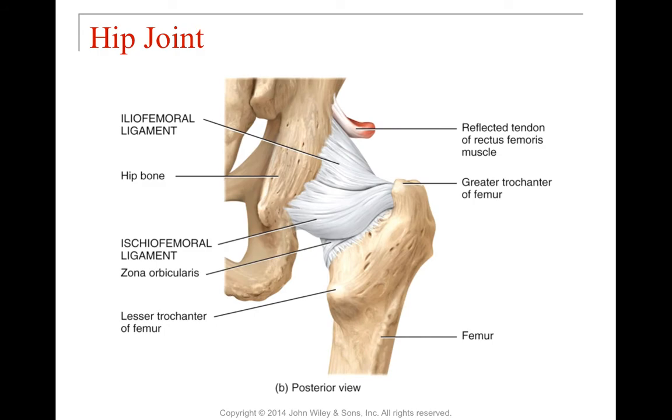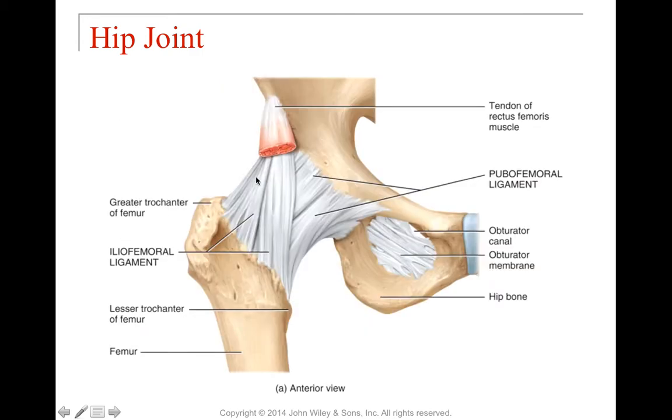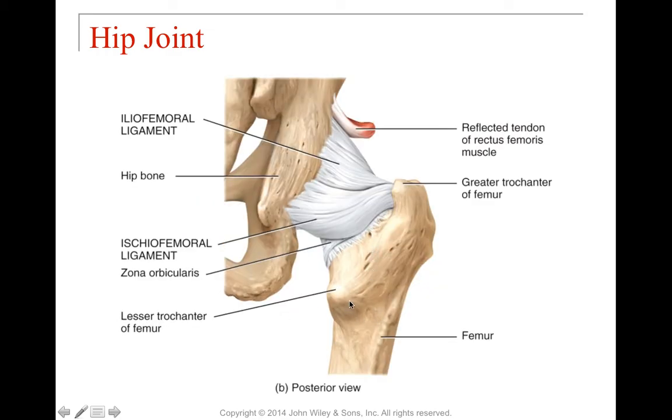So if we look from the posterior view, we can still see that iliofemoral ligament, which is connecting the iliac area to the femoral region. Here's the opposite side of that rectus femoris muscle that's been dissected away. There's the greater trochanter of the femur. We could see that before as well. Greater trochanter and lesser trochanter of the femur. Lesser trochanter here, all running down into the femur itself. And again, these ligaments are all going to be connecting the femur bone to the hip bone.